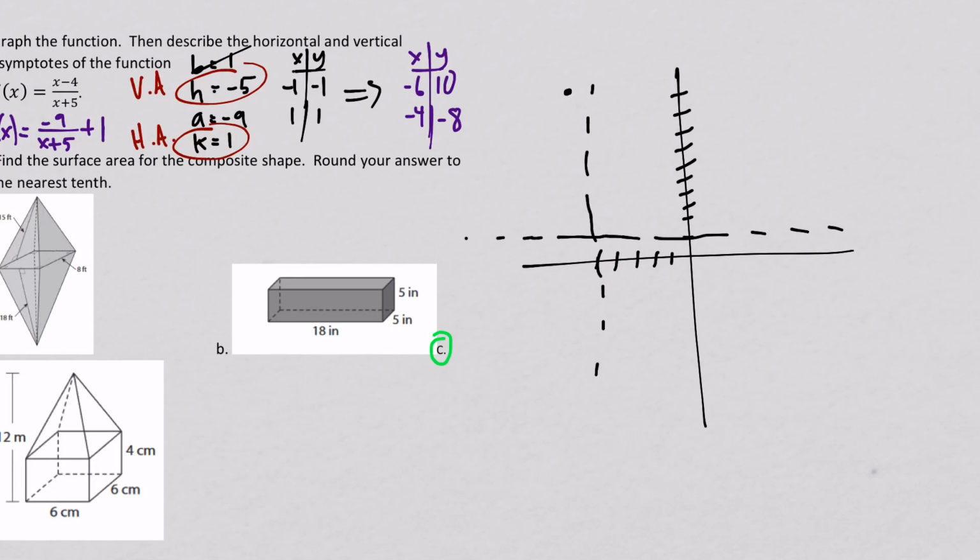And negative 4, negative 8. That means go to the left 4. 1, 2, 3, 4. And then down 8. 1, 2, 3, 4, 5, 6, 7, 8. Right about here. And that is enough to draw your graph, because you know that the asymptotes are magnets that pull the graph towards them. So it's going to look something like that on that side, and like that on this side.